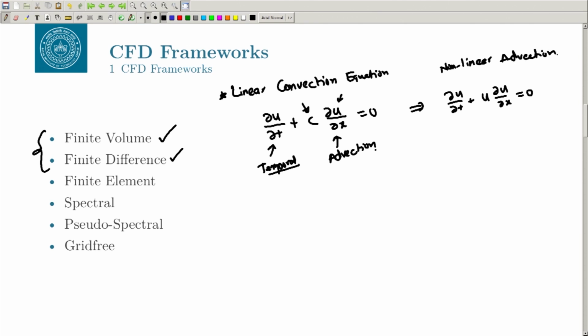Why is it non-linear? Because here the quantity u is getting transported at the speed of u, which is unknown. So, here c can be a constant value you specify in the beginning, and it is getting advected at that speed. Here the advection speed also has to be determined through your process, through your CFD simulation.